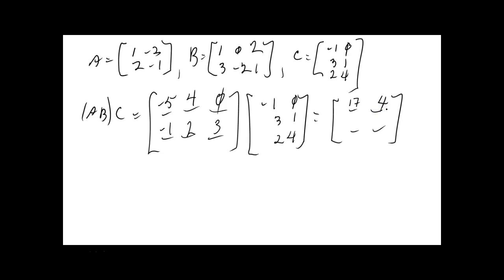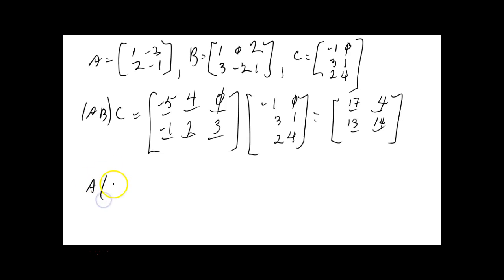In the second row, first column, 1 plus 6, which is 7, plus 6, which is 13. And then the second column, 0 plus 2 plus 12, which is 14.